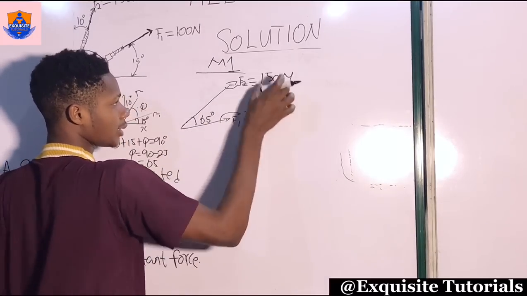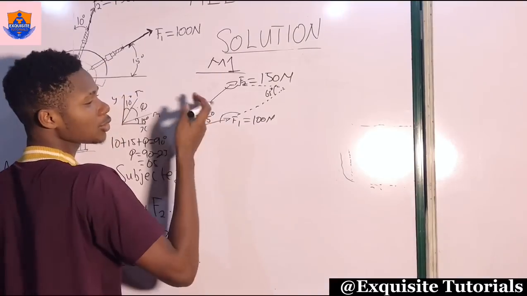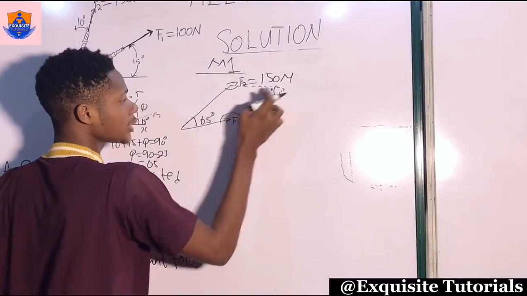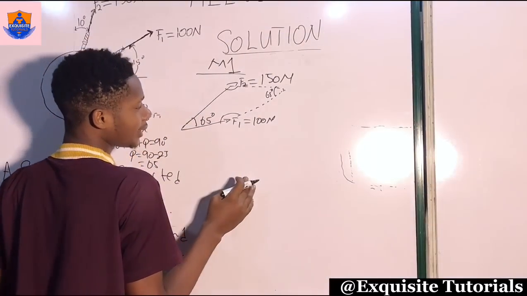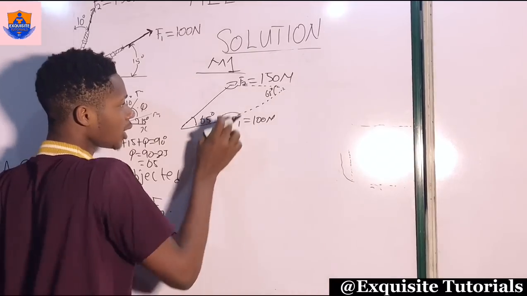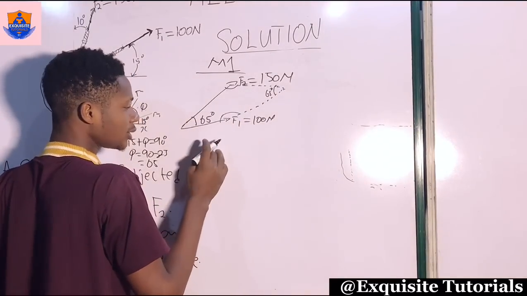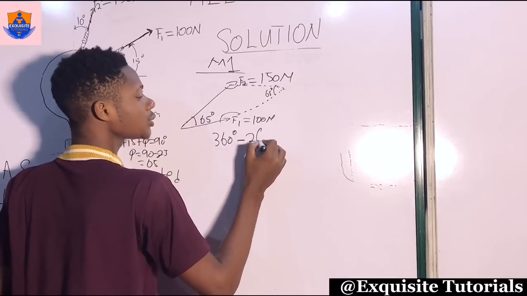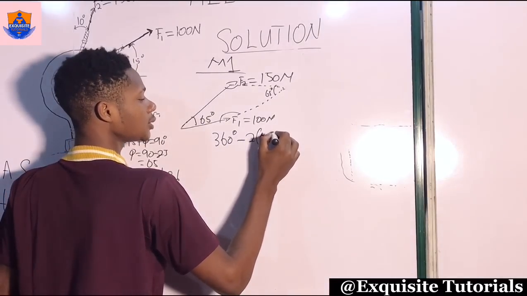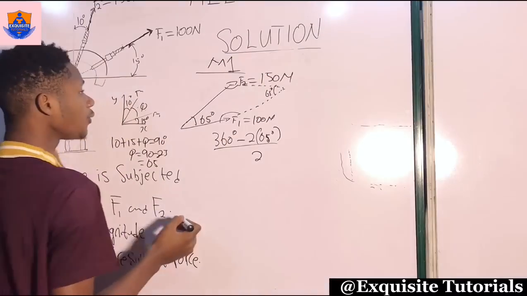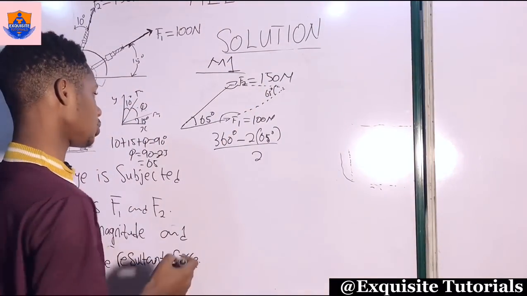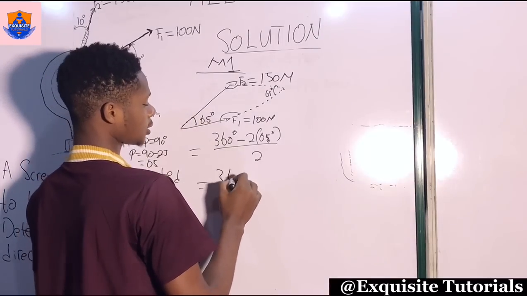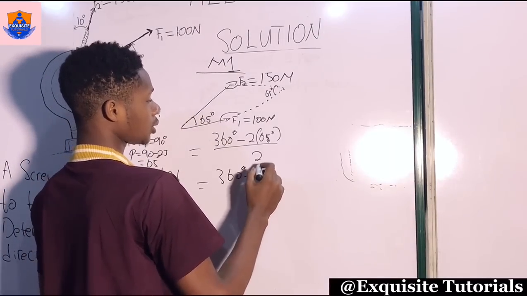We're having one side here and other two sides here. Now, to get the total angle, we simply multiply each of these angles by 2, or we take the sum of these angles, and next we subtract from 360 degrees to get each of these, then divide by 2. So we're going to get 360 degrees minus 2 times 65 degrees, divided by 2, which will give us each of these angles.